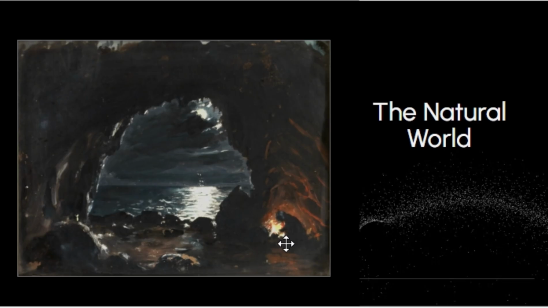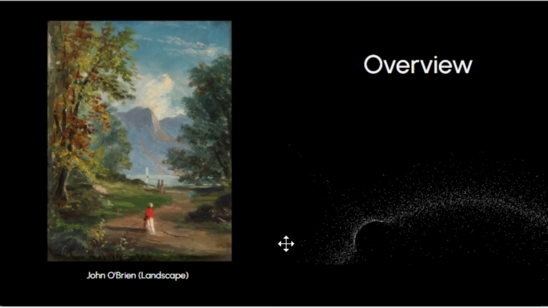That being said, the first piece on the agenda is John O'Brien and his painting Landscape. This piece is an 8x6 oil on wood landscape piece, created in 1845. This specific piece depicts a woman in a red dress walking on a dirt trail that leads towards a lake, a mountain, and a sky surrounded by a very light forest, and what appears to be autumn. That's what I get from the sense of the tree on the left.